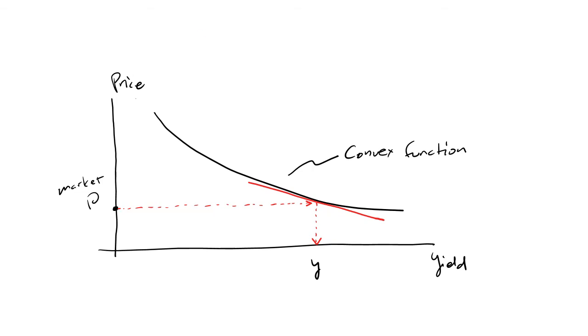The convexity is a further differentiation of the duration with respect to the yield.